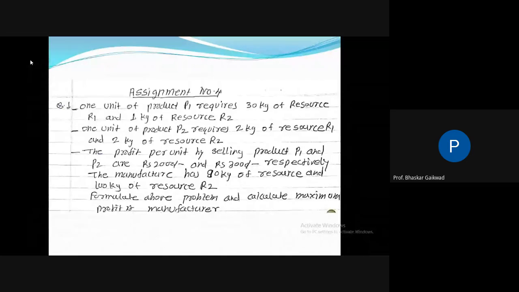Maximum profit. So what I calculated here, the maximum profit that I am getting is 2 lakh rupees. You can confirm the maximum profit for this. So this is my answer for this problem. 2 lakhs.